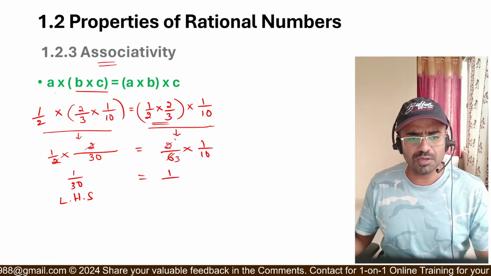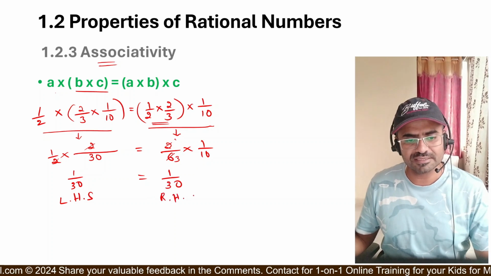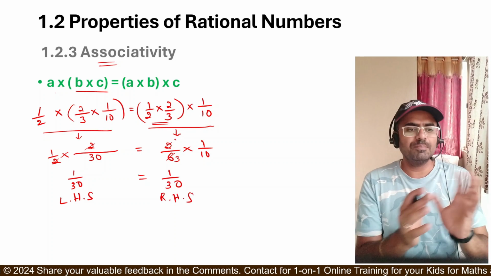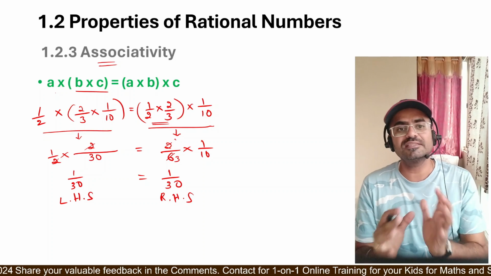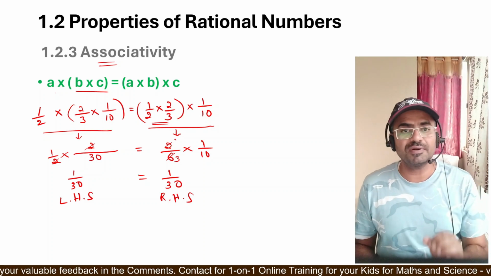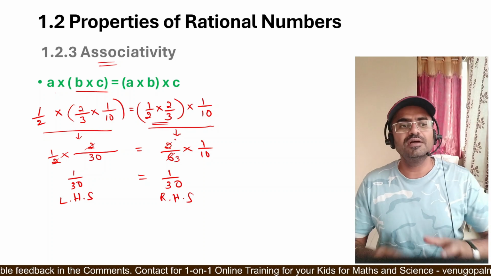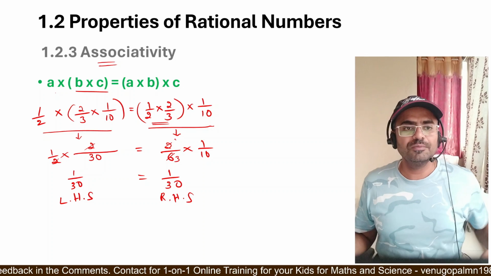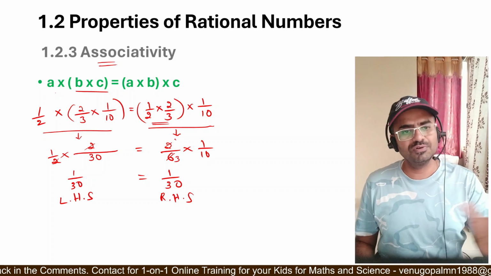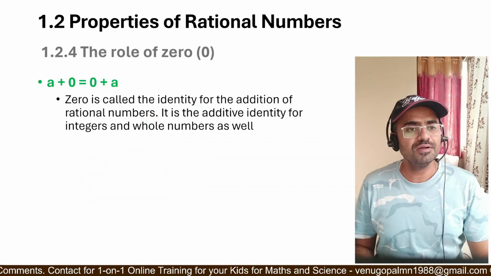So now 1 by 30. You see over here, this is RHS. Though the way I multiplied is different, but the result is same. That's what your associativity or associative property related to rational numbers says. Wherever you see multiplication of 2 or 3 or more rational numbers, you can always interchange based on your ease. Okay. Let us move on.